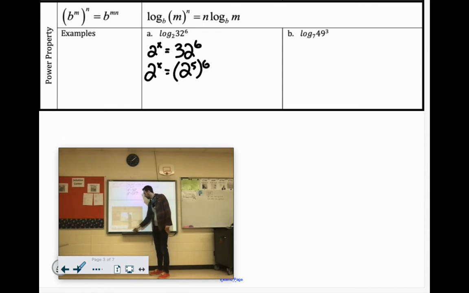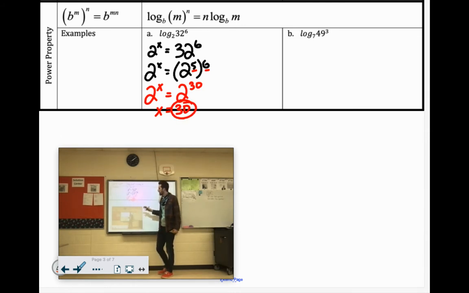And then if we remember our old properties of exponents, when you go power to a power, you multiply those exponents. So we'd have 2 to the x equals 2 to the 30th, which then we can ignore our bases and we just have x equals 30. But again, we're just simplifying it, so we just want the 30. And that's the correct answer. That's one way to get there.